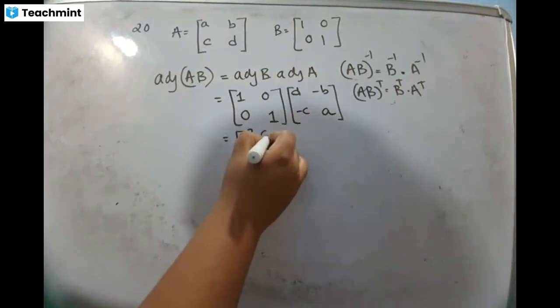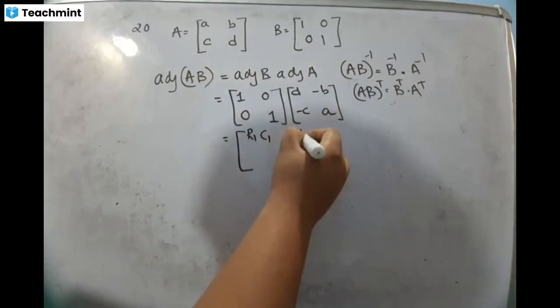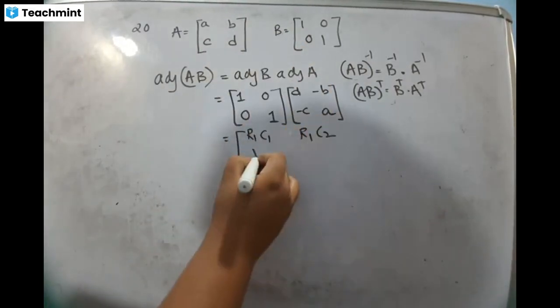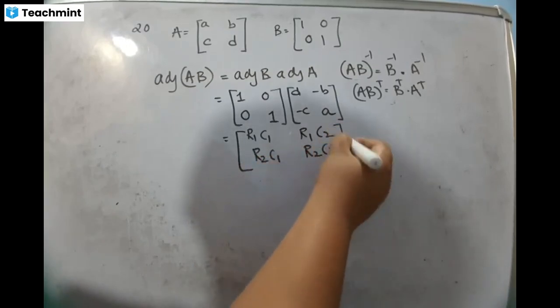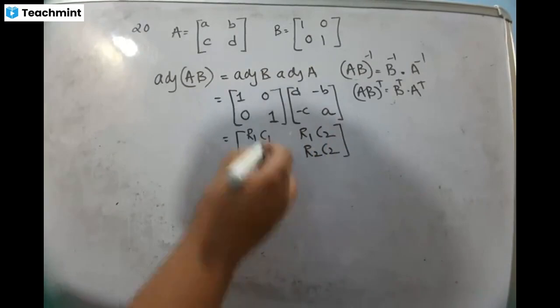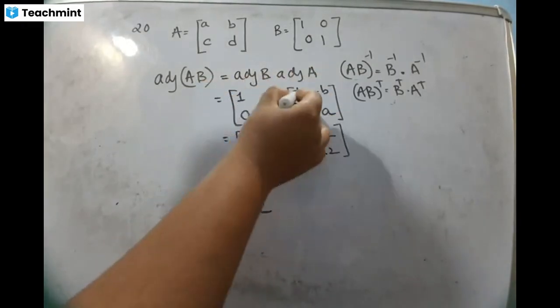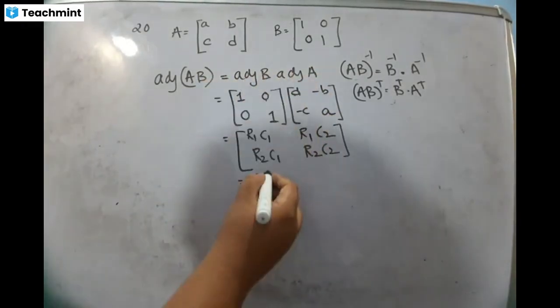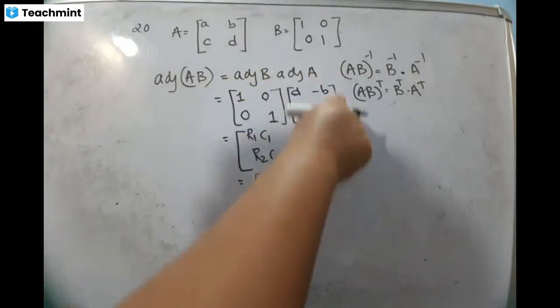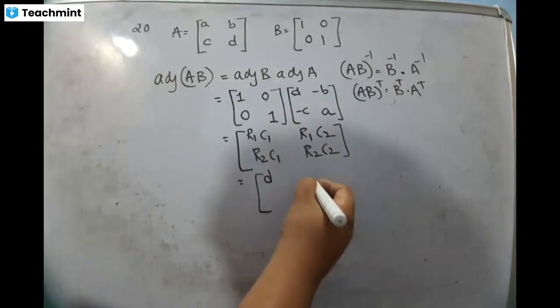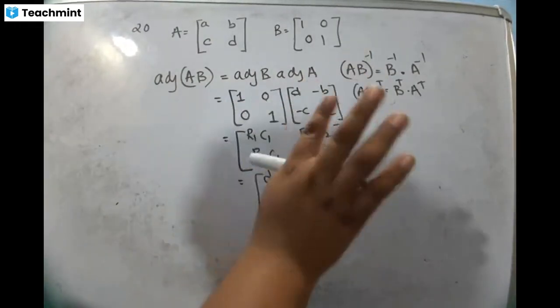The rule is row 1 column 1, row 1 column 2, row 2 column 1 and row 2 column 2. So please help me multiply this. Row 1 into column 1. First with first, second with second. 1 into D, D, 0 into minus C, 0. Next, row 1 into column 2. 1 into minus B, 0 into A, 0.